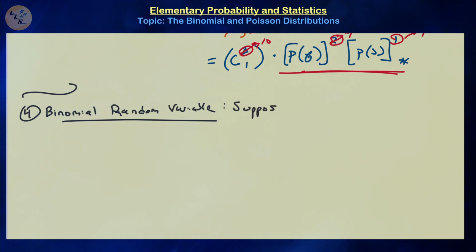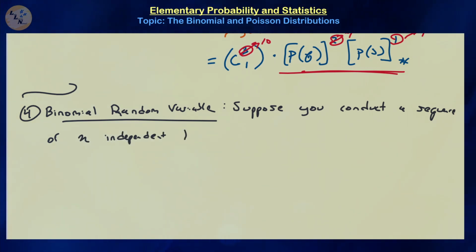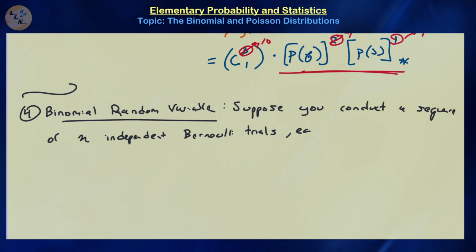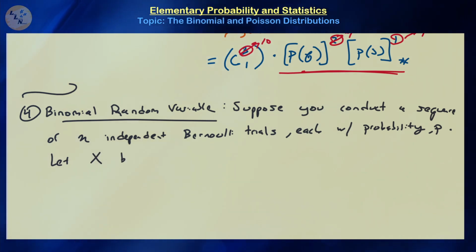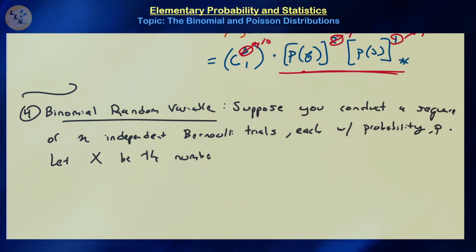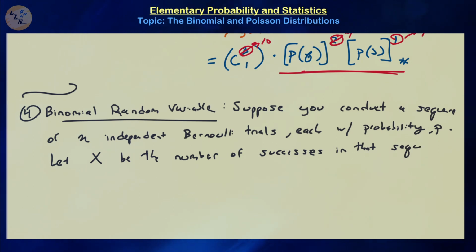So it goes like this. Suppose you conduct a sequence of n independent Bernoulli trials, so each can be a success or a failure, each with probability, let's call it lowercase p of success, and we're going to let x, my binomial random variable, be the number of successes in that sequence.